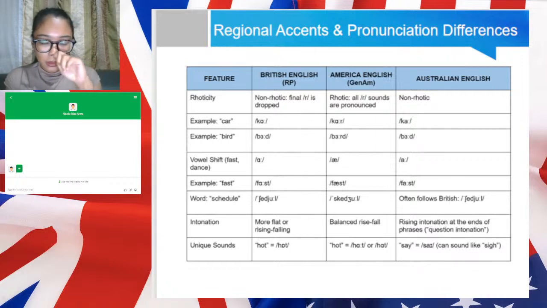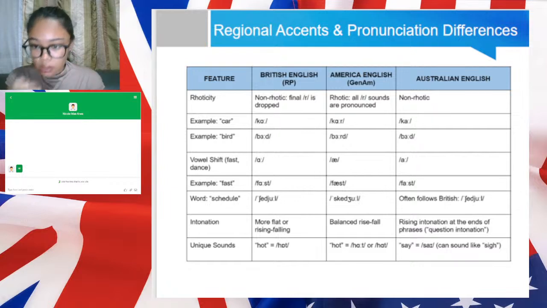All right. So that's why it's important to know the differences between these three Englishes. Although there are many Englishes in the world, like Philippine English, Indian English, Singaporean English, and so much more, we'll look into the three apparent ones, and those are British English, American English, and Australian English. So that is it.